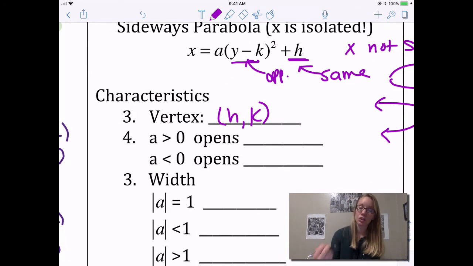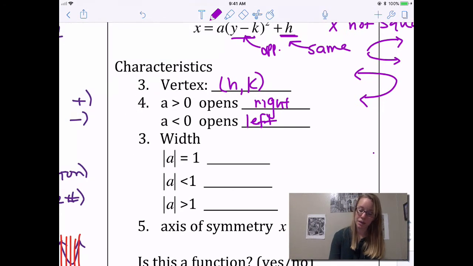And if a is greater than 0, then it's going to open right. That's kind of like when it opens up the normal way, so it's going to open to the right. If a is negative, it's going to flip and open to the left. But the widths are all the same. If a is 1, we've got normal. If a is less than 1, or like a fraction, then it's wide. And if a is greater than 1, like a larger number, then it's narrow.